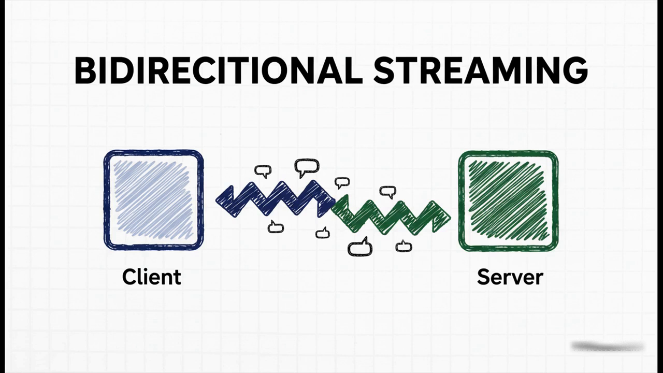And finally, the most powerful one of all, bidirectional streaming, or BIDI streaming for short. Here, both the client and the server can send streams of messages to each other at the same time, totally independently, all over the same connection. It's like two separate conversations happening at once. The go-to example here? A real-time chat app. You're sending messages, your friend is sending messages, and it all just flows back and forth.